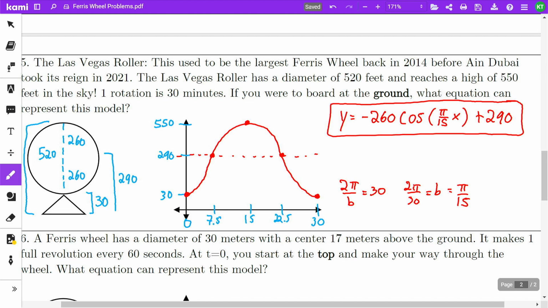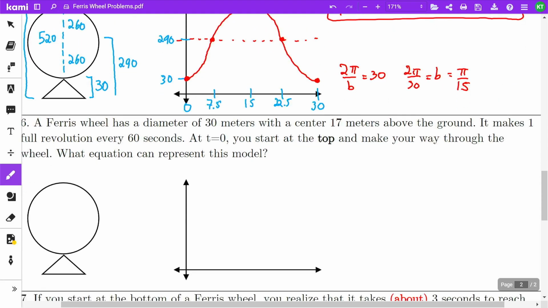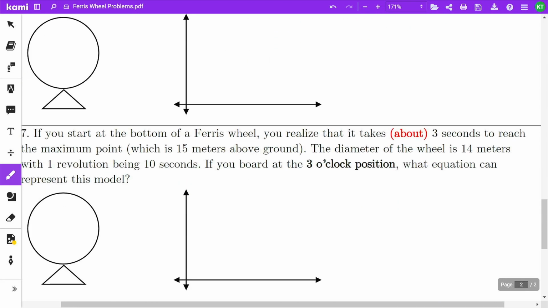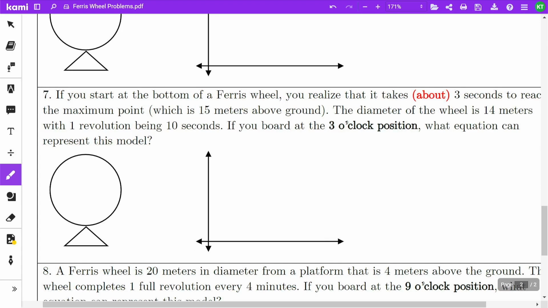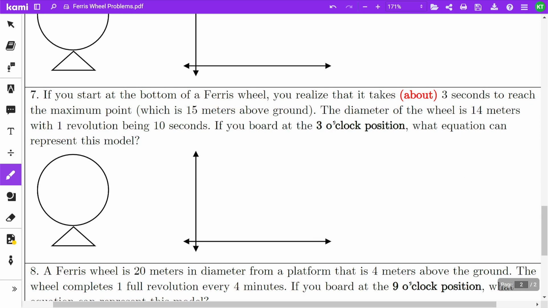This same process can be repeated for other questions, so let's go ahead and do number 7. First off, we're going to take out this section right here.